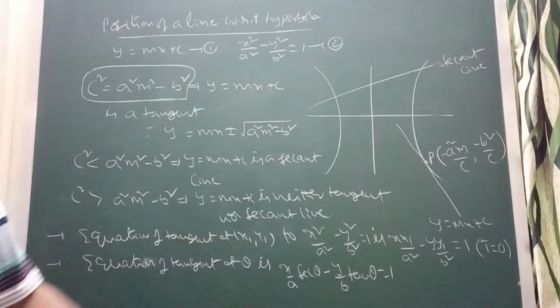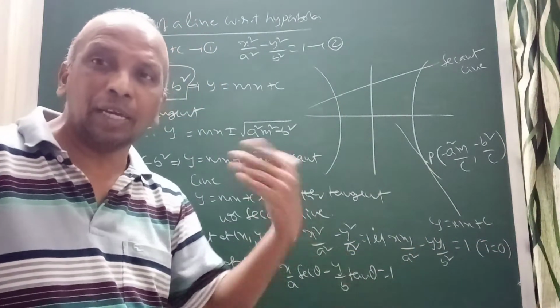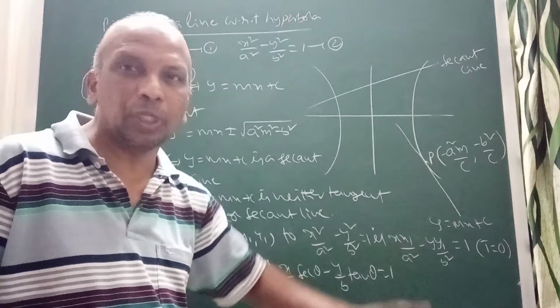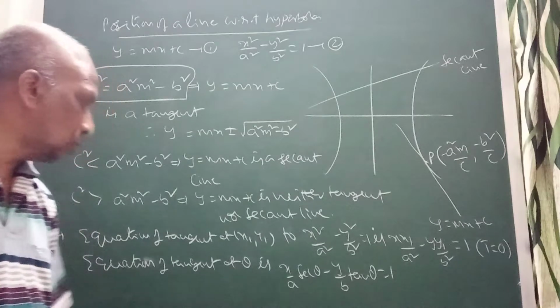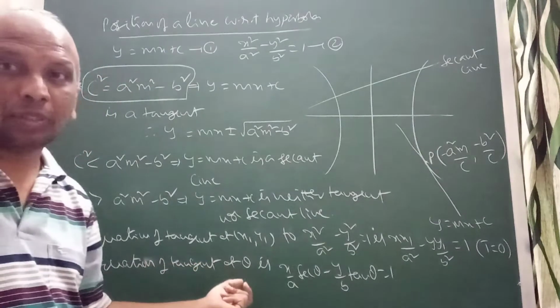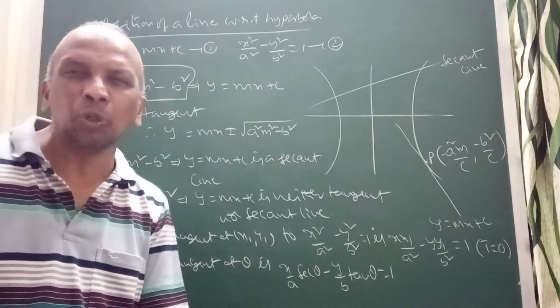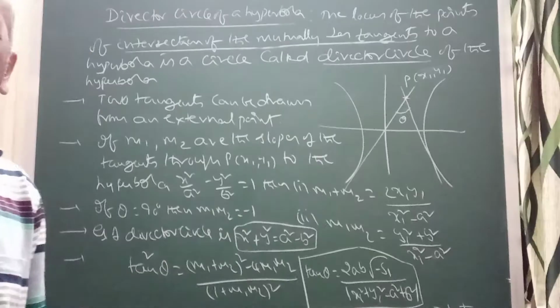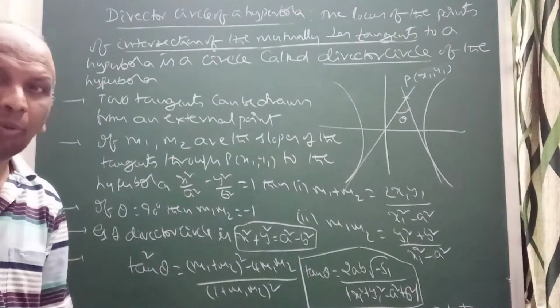Equation of tangent at x1 y1 is T equal to 0. Remember, you get T equal to 0 for circle, ellipse, hyperbola, anything, T equal to 0 only. Ellipse, hyperbola, even circle, parabola also. At the point theta, the parametric point, the tangent is x by a secant theta minus y by b tan theta is equal to 1.